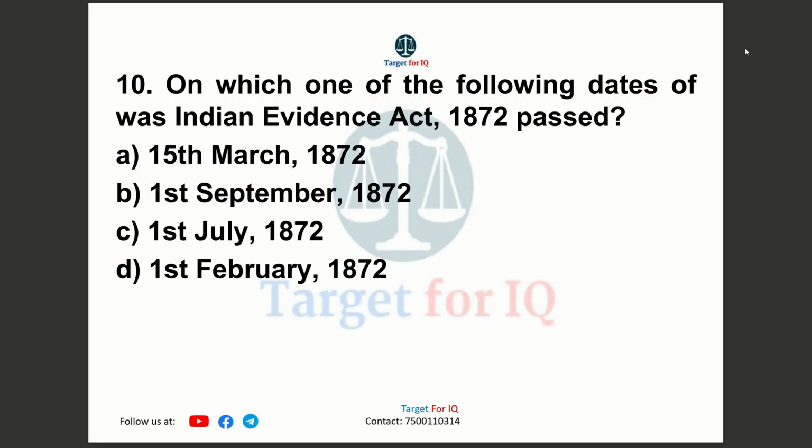Moving forward to question number 10th. On which one of the following dates Indian Evidence Act 1872 was passed? Option A, 15th March 1872, option B, 1st September 1872, option C, 1st July 1872, and option D, 1st February 1872. The correct answer to question number 10th is 15th March 1872.